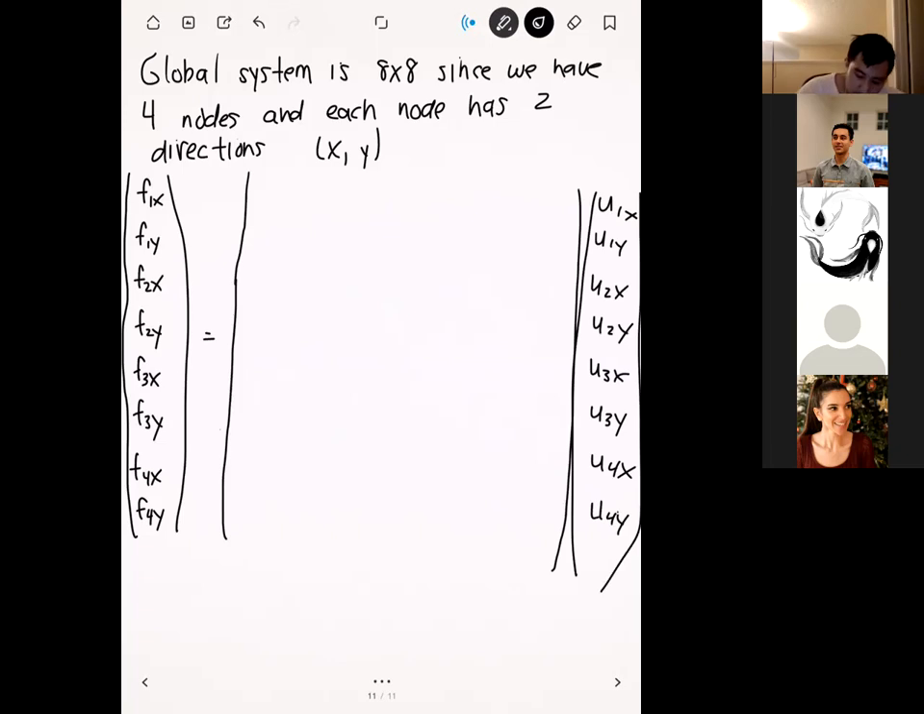And let me label the columns here just to make it a bit easier. So u1x, u1y, u2x, u2y, u3x, u3y, u4x, u4y. So I'm quickly running out of space. And so now let's go ahead and insert our element stiffness matrices here. Right. And so first we need to insert element A, right? So element A, remember, acted on nodes 1 and 2. And so let's go ahead and highlight those spaces here.